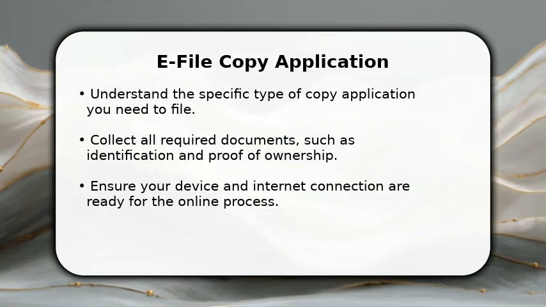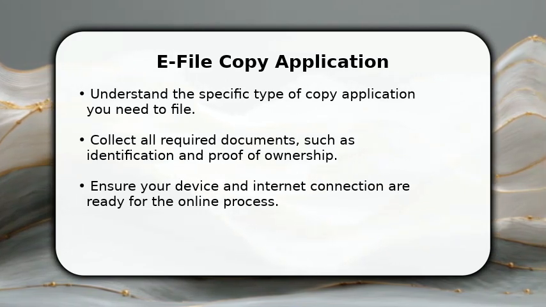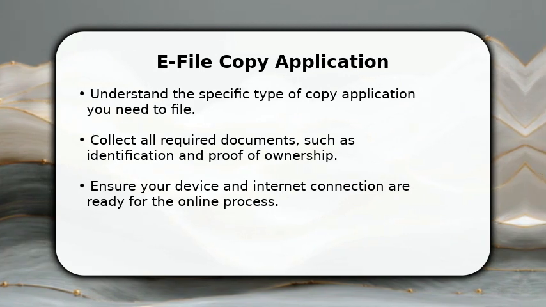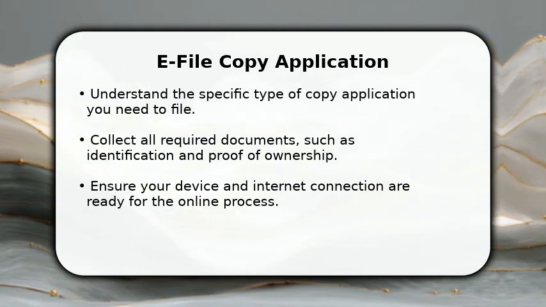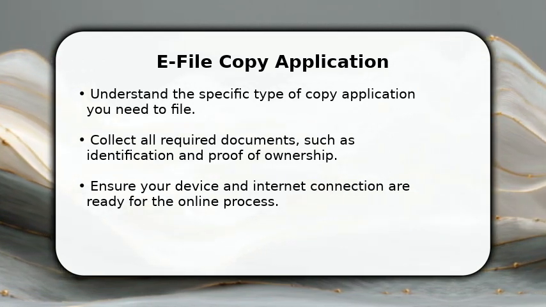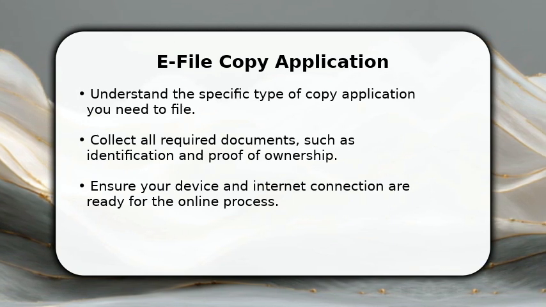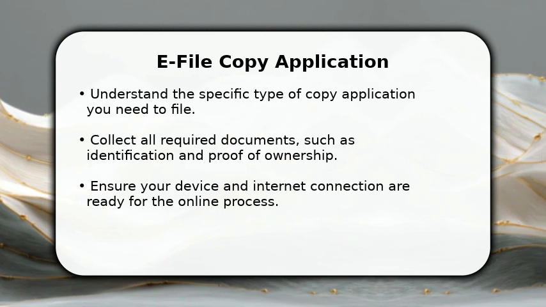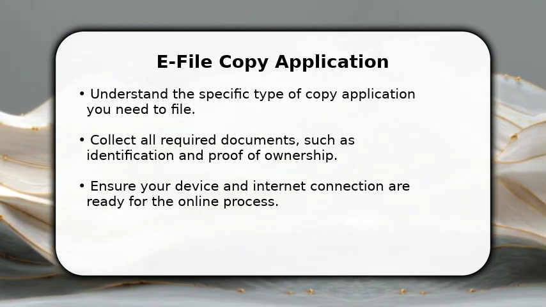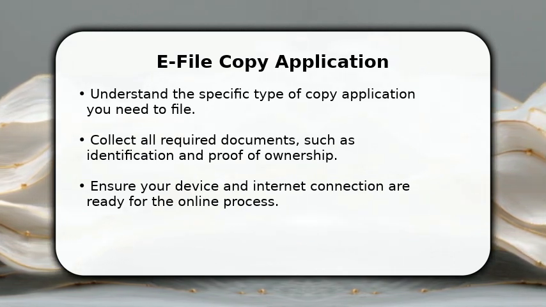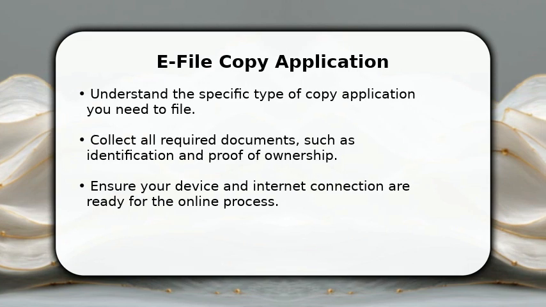In this video, I will explain how to e-file a copy application. First, identify the correct form for your specific needs, as there are various types. Next, gather all necessary supporting documents, such as your identification and any relevant proof of ownership. Finally, ensure your computer meets the system requirements for the e-filing portal to avoid any technical issues during the process. This thorough preparation saves valuable time.